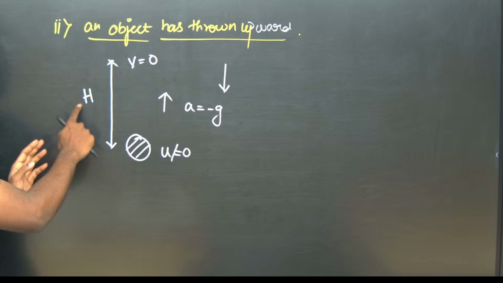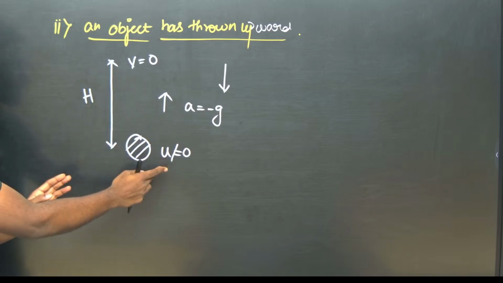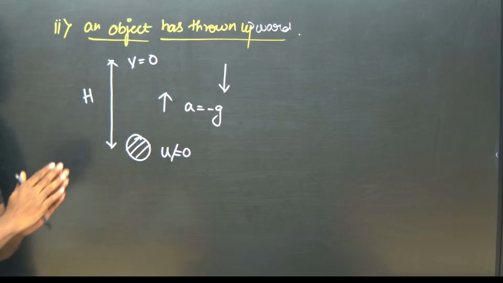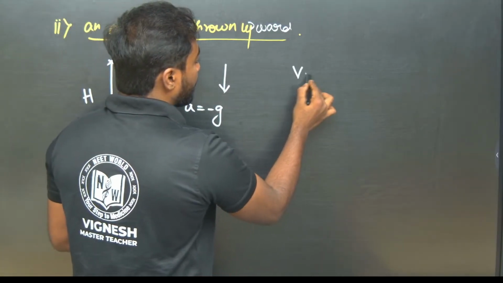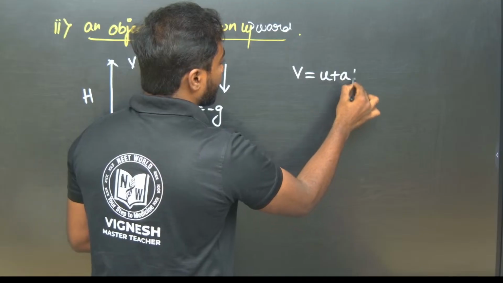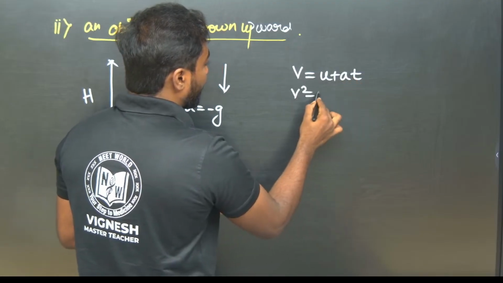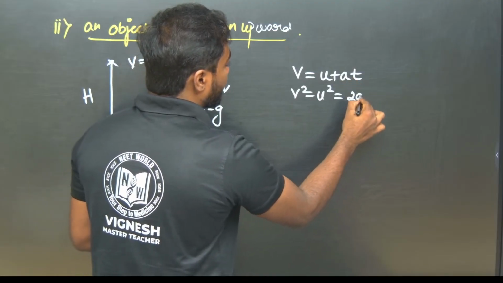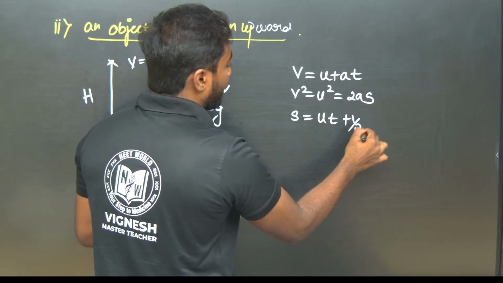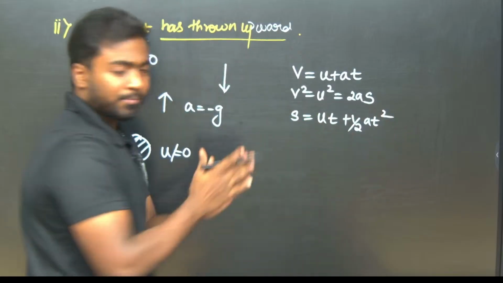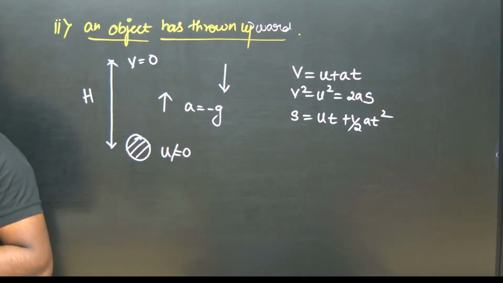Now I know V, the final velocity; initial velocity is there, A is there, H is there. Now let me take the equations. What is the first equation? V equals U plus AT. Next is V square minus U square equals 2AS. Next, S equals ut plus half AT square. Same thing I am going to find for these cases also.